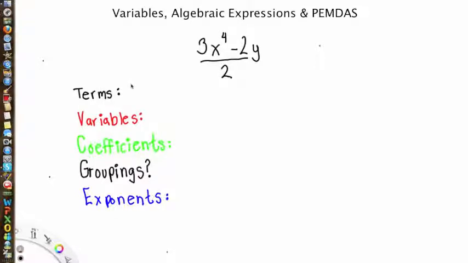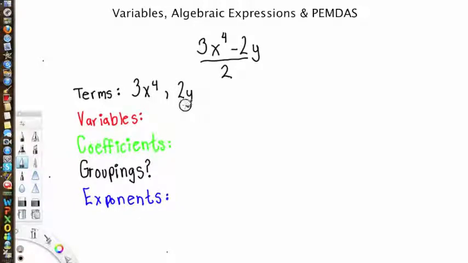And speaking of terms, we need to get some vocabulary out of the way. When we look at this expression here, we have two terms that come at us at first. We have 3x to the fourth power, which is right here, and then we also have another term, which is 2y. A term in an algebraic expression is any number or variable or combination of variables and numbers that are separated in an expression by addition or subtraction.